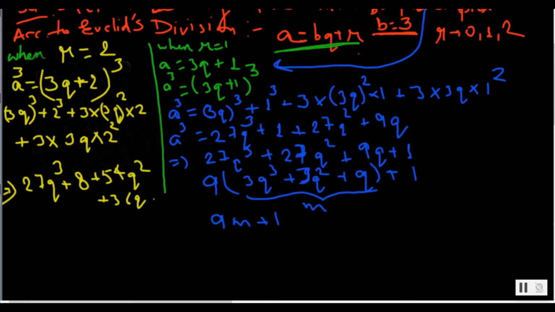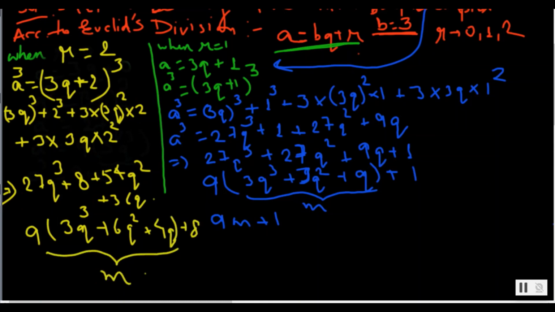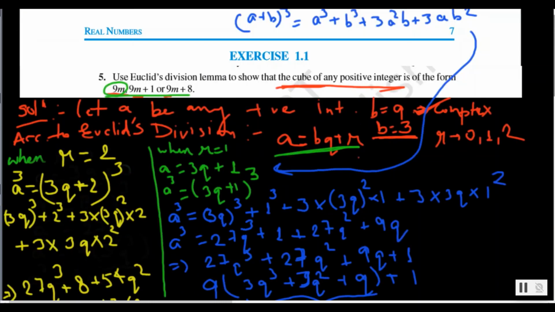Now we will rearrange and write it, taking the common. So 9 we are taking common, 3q cube plus 6q square plus 4q plus 8, and then again taking this as m, we get 9m plus 8, and hence we proved the lemma that the cube of any positive integer is in the form of 9m, 9m plus 1 or 9m plus 8, and hence you got the answer.